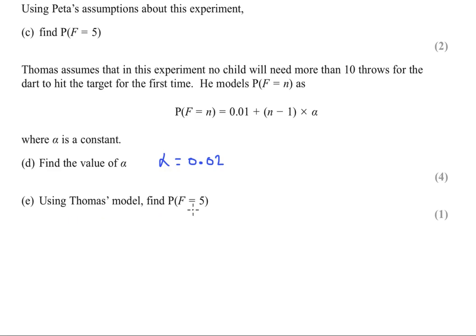For part E, it then says use Thomas's model to work out the probability that f is equal to 5. That is going to be the probability that f is equal to 5. All we need to do is substitute in our 0.02 for alpha here. So that's going to be 0.01 plus 4 lots of 0.02, which is going to be 0.01 plus 0.08, so that's 0.09.